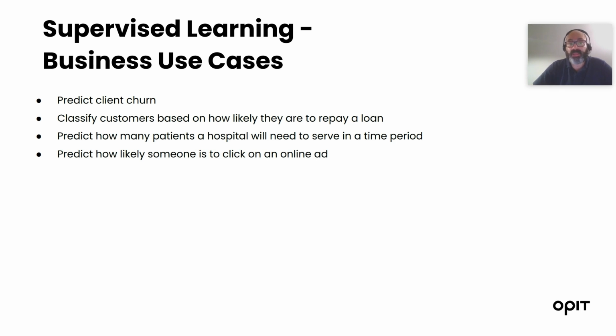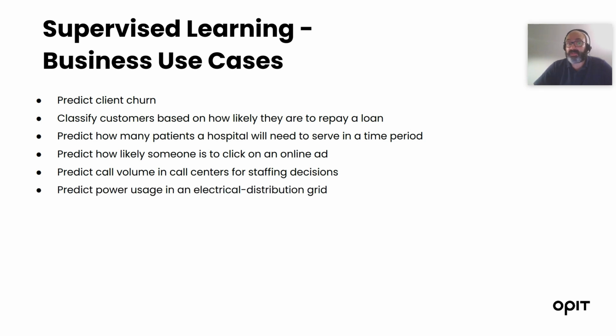We can also predict how likely someone is going to click on an online advertisement, and this is something that Google does a lot. We can also predict the call volume in a call center for staffing decisions and shaping the workforce. Another business case is to predict power usage in electrical distribution grids. This will help to optimize resources inside the grid.